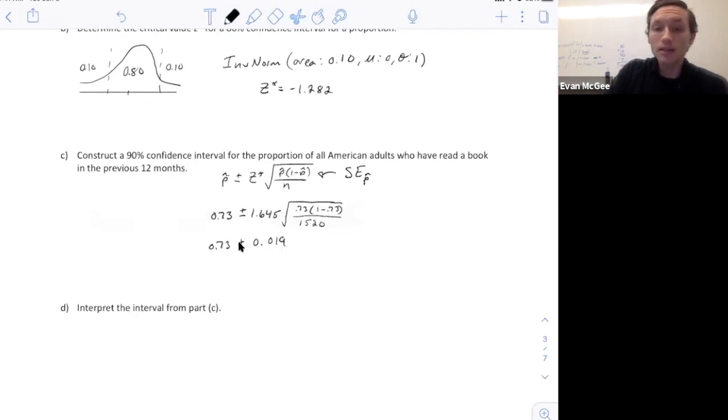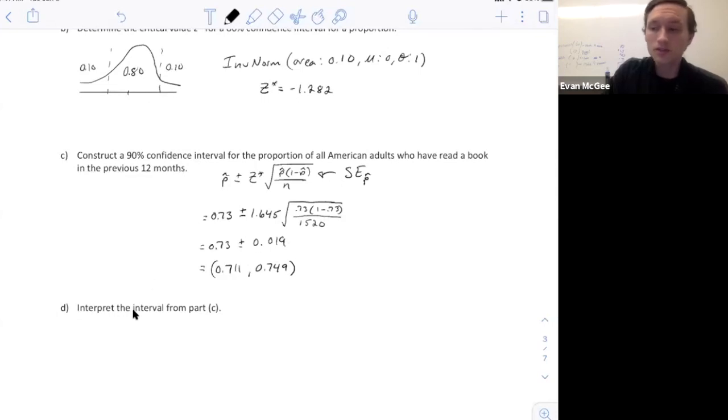0.019. So add it and subtract it from the point estimate to get your confidence interval. Now we have our 90% confidence interval that goes from 0.711 up to 0.749. And you'll see in a second, we'll interpret this. Before we interpret though, it's really important that you follow order of operations here. I see students mess this up all the time where they get the incorrect margin of error, and really all they're doing is using their calculator incorrectly. You don't want to round until the very, very end.